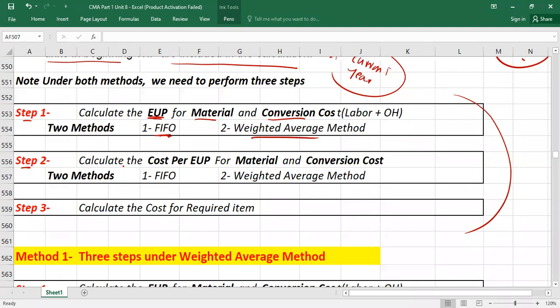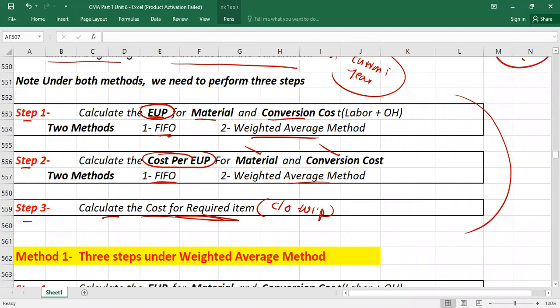Step number two, I need to get cost for equivalent units. Here I got equivalent units in step one. In step two, I will calculate cost for each equivalent unit. Again, I will calculate cost for material separately and for conversion cost separately. Of course, if you are applying FIFO, you will follow the FIFO procedure. If you are applying the weighted average method, you will follow the weighted average procedure in this step also. And step number three, we will calculate the cost for required items. Required items are what for me? Closing work in process units. We'll calculate the cost of that.